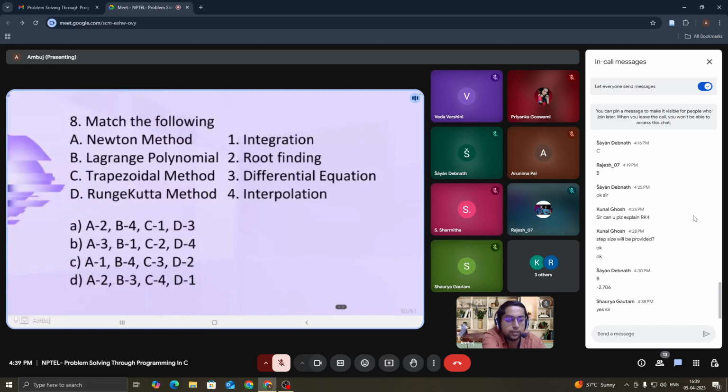Yes, this is an easy question. Match the following: Newton method, Lagrange method, trapezoidal method, Runge-Kutta method. And the other column is integration, root finding, differential equation, interpolation. Okay. Within this lecture only I have taught you all these methods. One method I just explained, but I didn't tell you the formula, that is the Newton method. This question each and every student should try to attempt and get right.